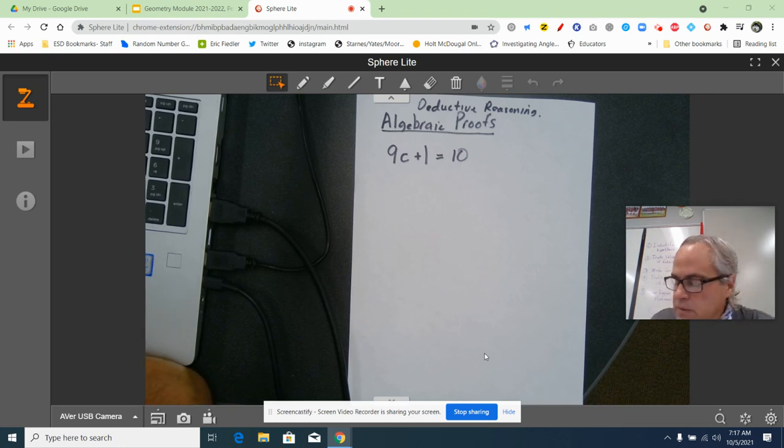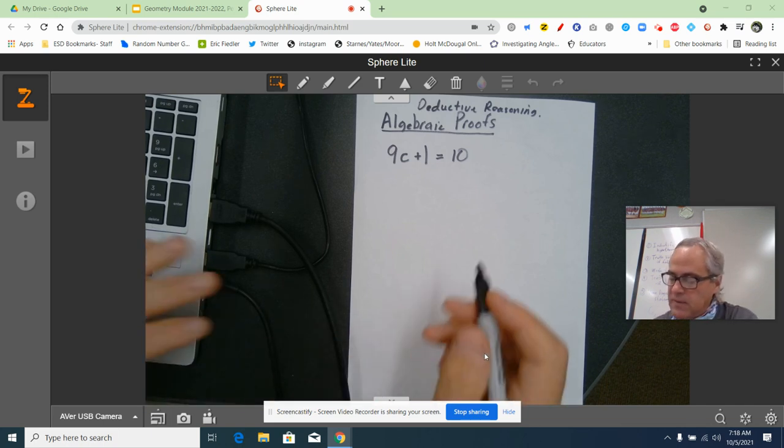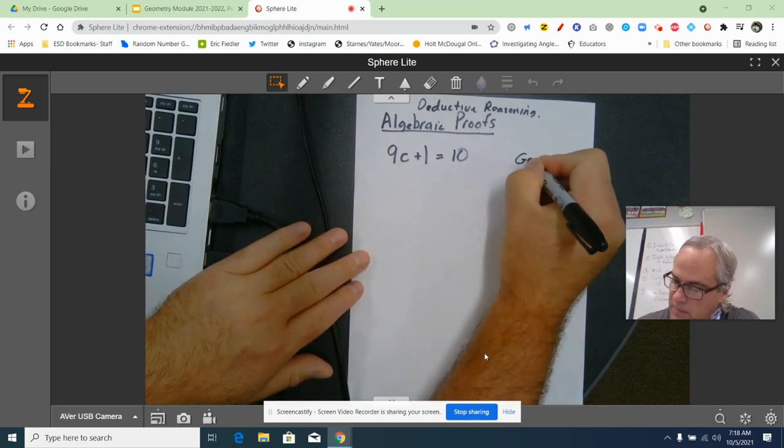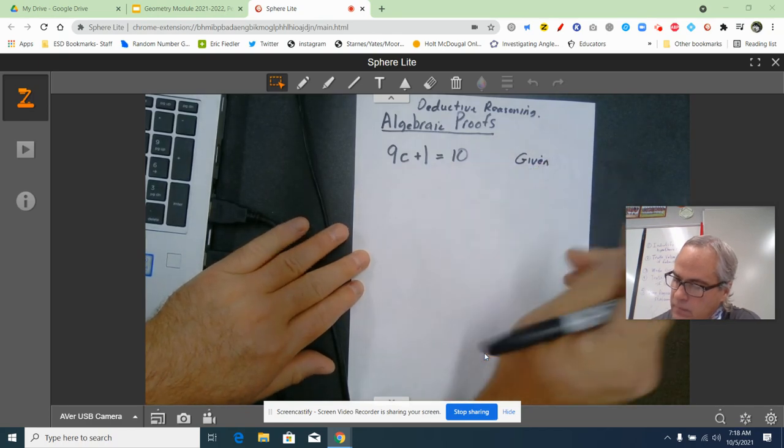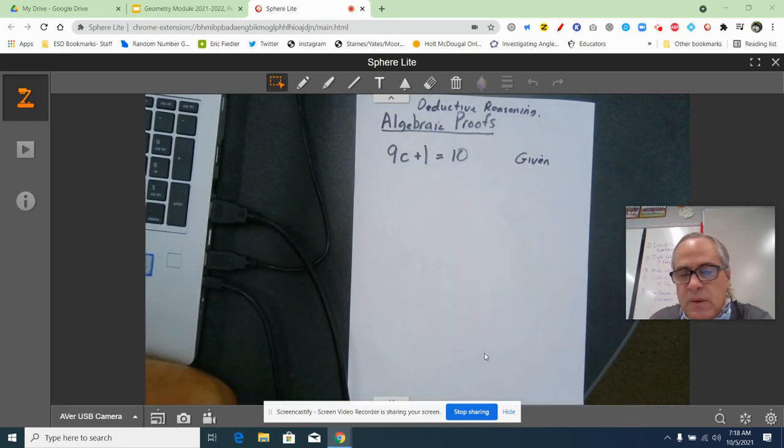Okay, so here we're going to start off with this equation: 9c plus 1 is equal to 10. And anytime that we start any kind of thing called a proof, we have to be given something. And so we just call this the given. It was given, an equation that was given to us.